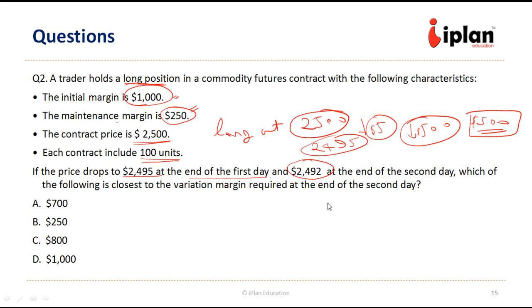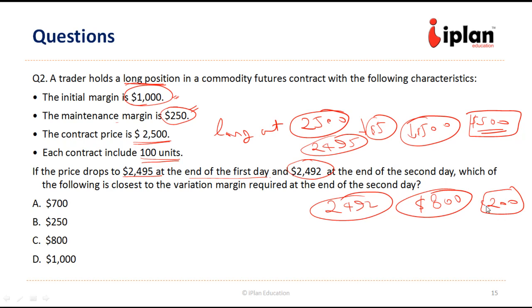But at the end of the second day, when the price becomes 2,492, there is a loss of $8 on one contract. So on 100 units it will be 800. Now 1,000 minus 800 is 200. So our margin remains at 200. The maintenance margin is at 250. So there will be a margin call at the end of the second day.